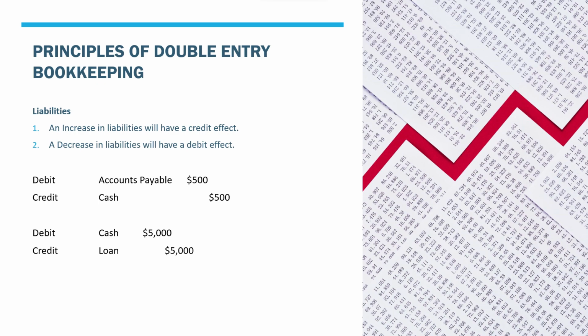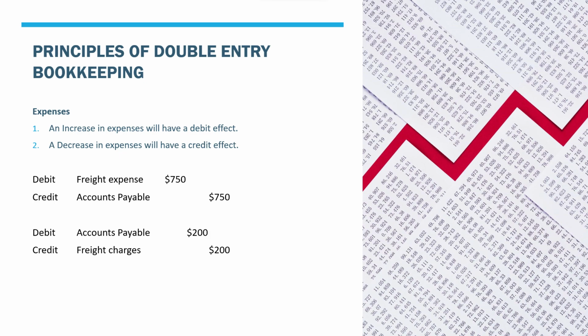Suppose a business has paid its accounts payable of $500 by making cash payment, while another business has obtained a cash loan of $5,000 from the creditor. Payment of accounts payable will be recorded by debiting accounts payable by $500, that is decrease in liability, and we will credit cash by $500, that is decrease in asset. Obtaining a loan of $5,000 will be recorded as: we will debit cash by $5,000, that is increase in cash asset, and we will credit loan by $5,000, that is increase in loan liability.